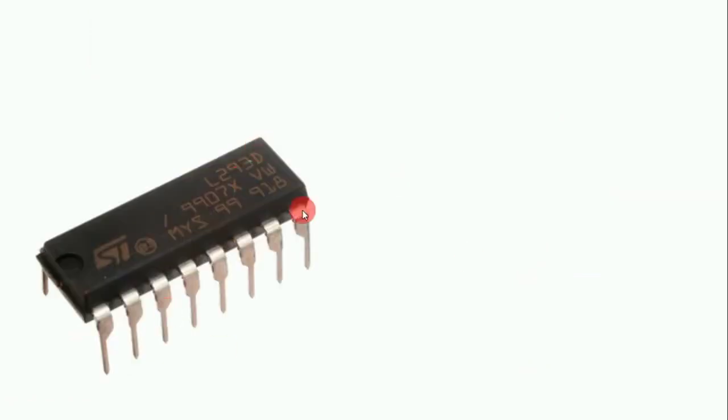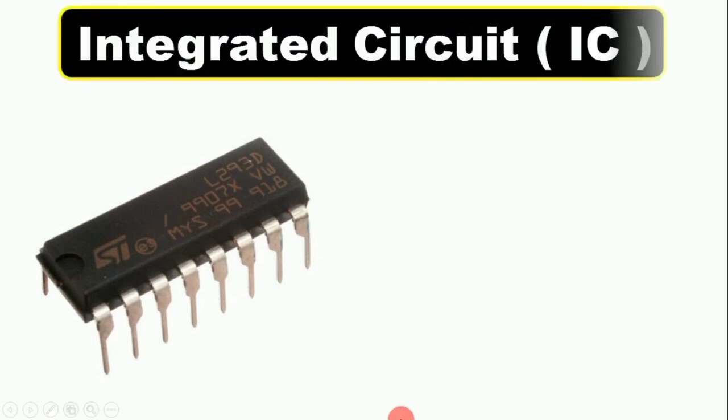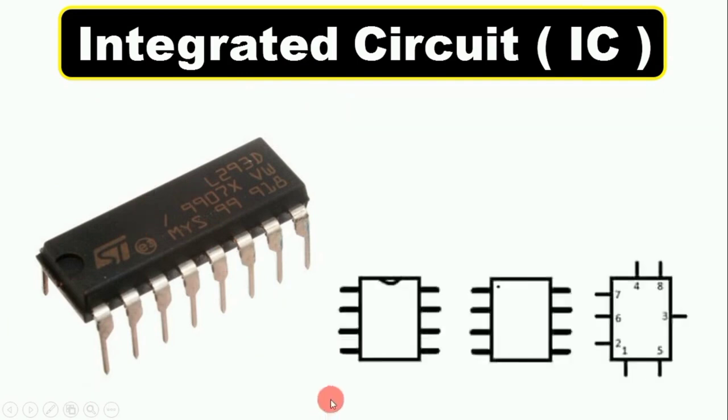Now this component which you can see here is known as an IC, that is, integrated circuit. Friends, there are various types of IC, and for each type of IC there is a different symbol, and the uses of each type are also different. These symbols which you can see here are symbols of 3 different ICs. What is the work of an IC? Let us understand this first.